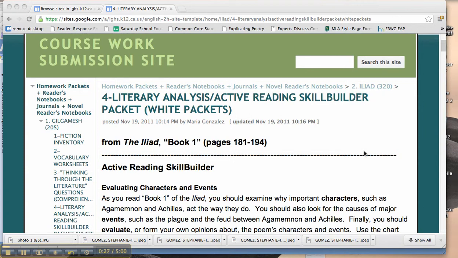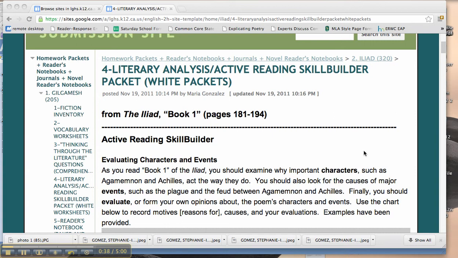So for the first page here, we have from the Iliad, Book 1, pages 181 to 194, an active reading skill builder, evaluating characters and events. Basically on this worksheet, you're studying the reading skill, which is one of our standards, which is how to judge characters based on their actions and what they say, and what others say and do about those characters themselves, but also to evaluate events. In other words, you're reading between the lines. You look at their actions, and then make a judgment about why they do that, or what it means that they do that.